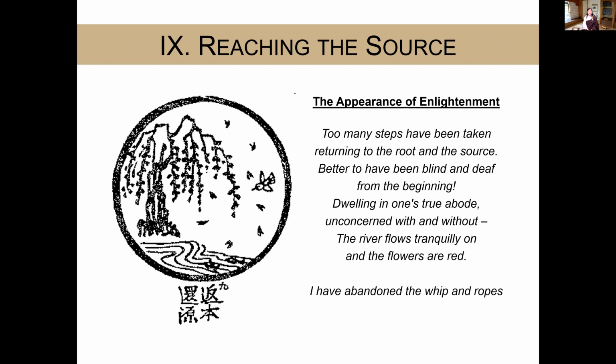The next part is the appearance of enlightenment, which is returning to the source. Too many steps have been taken returning to the root and the source. Better to have been blind and deaf from the beginning. Dwelling in one's true abode, unconcerned with and without. The river flows tranquil on, and the flowers are red. I have abandoned the whip and ropes. So the appearance of enlightenment is actually quite ordinary. It is an extraordinary ordinariness, okay?